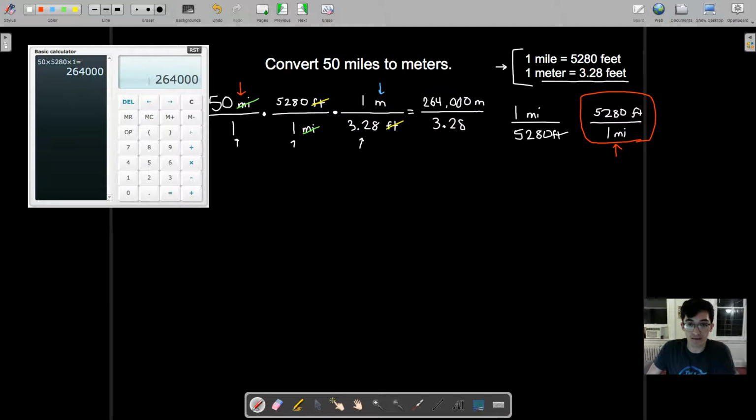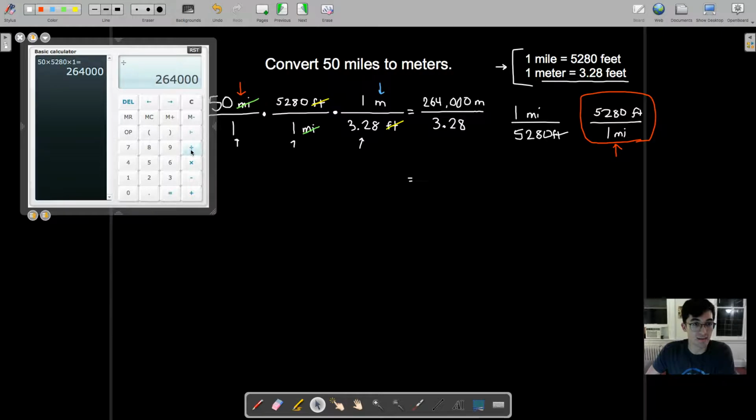Okay, we don't have any units in the bottom. They all canceled, which is a good thing, right? That's what we expected to see. So now all that's left to do is divide 264,000 by 3.28. So let's go ahead and do that. We're going to take 264,000 and we're going to divide by 3.28.